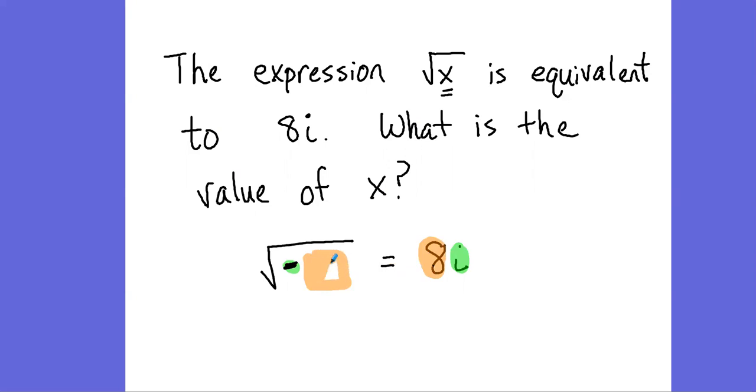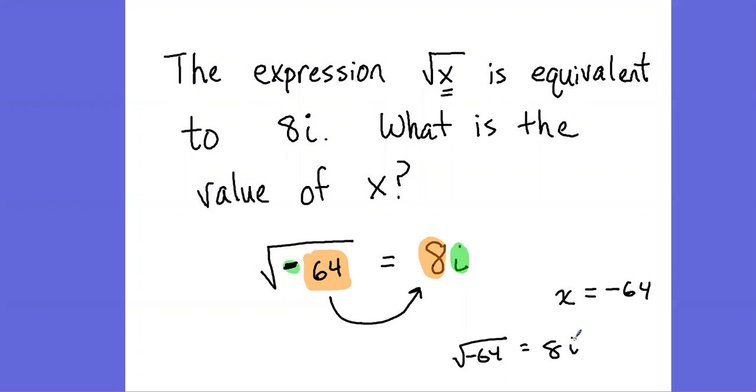How can I take a square root and get the number 8? Well, thinking of your perfect square numbers, 8 times 8 would be 64. So if I take the square root of 64, that would give me 8. So my x value absolutely has to be -64. The square root of -64 is equal to 8i.